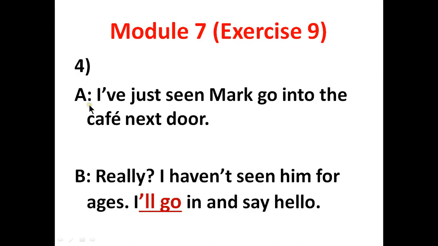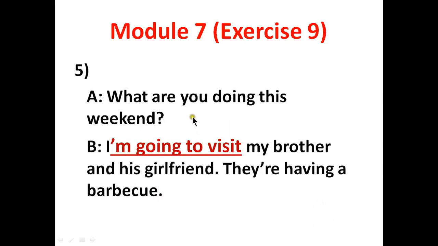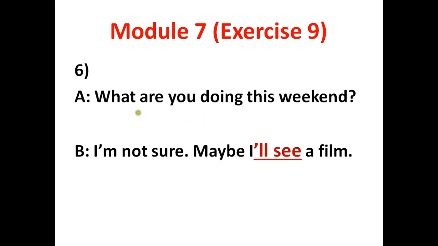Number 4: "I have just seen Mark go into the cafe next door." And we say, "Really? I haven't seen him for ages. I'll go in and say hello." Number 5: "What are you doing this weekend?" B: "I'm going to visit my brother and his girlfriend. They are having a barbecue." Number 6: "What are you doing this weekend?" And B says, "I'm not sure. Maybe I will see a film."